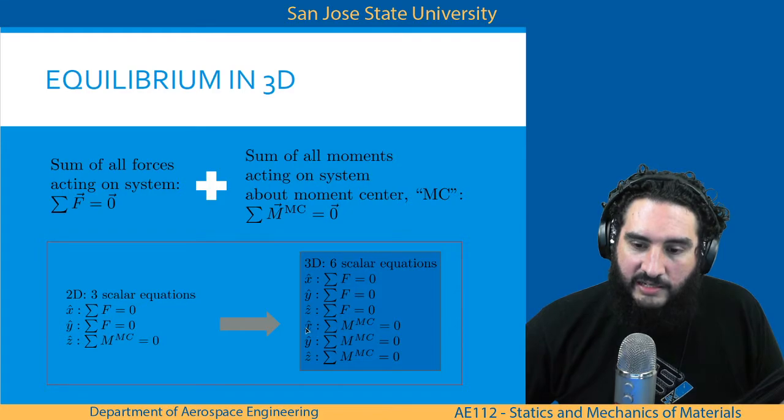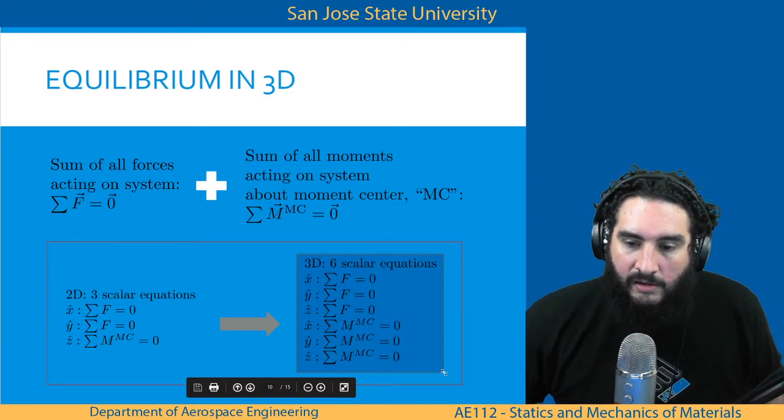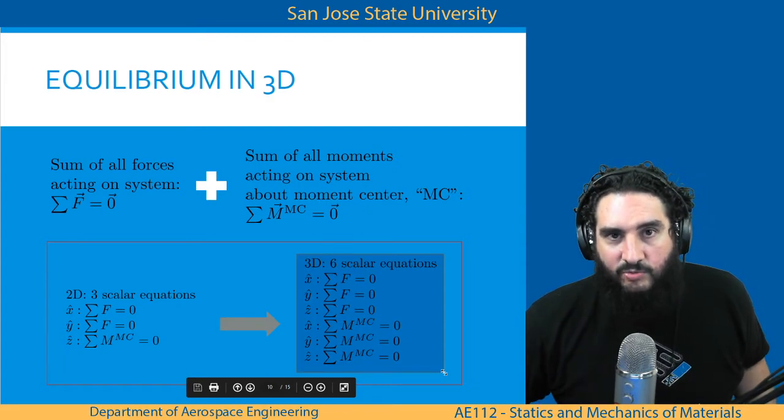You have x, y, and z, and then you have the moment about axis x, the moment about axis y, and the moment about axis z. And when you report answers in 3D, this is generally what you will report. X, y, and z, and then moments about axis x, axis y, and axis z.